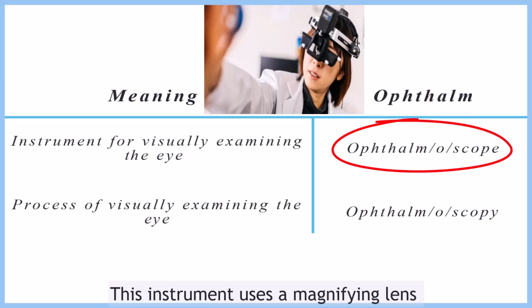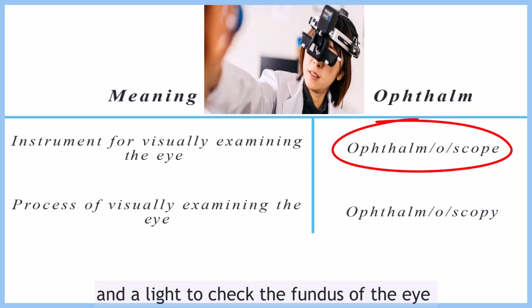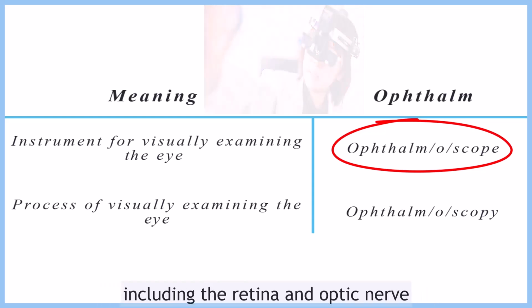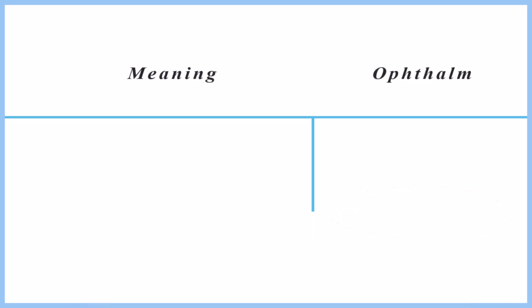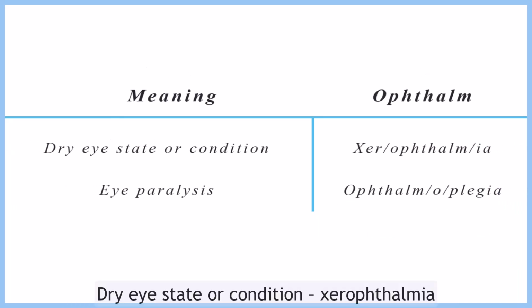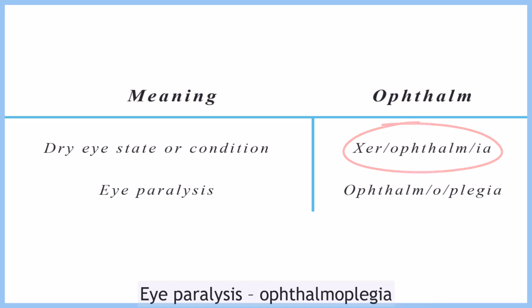This instrument uses a magnifying lens and a light to check the fundus of the eye, which is the back of the inside of the eye, including the retina and optic nerve. Process of visually examining the eye, ophthalmoscopy. Dry eye state or condition, xerophthalmia. Eye paralysis, ophthalmoplegia.